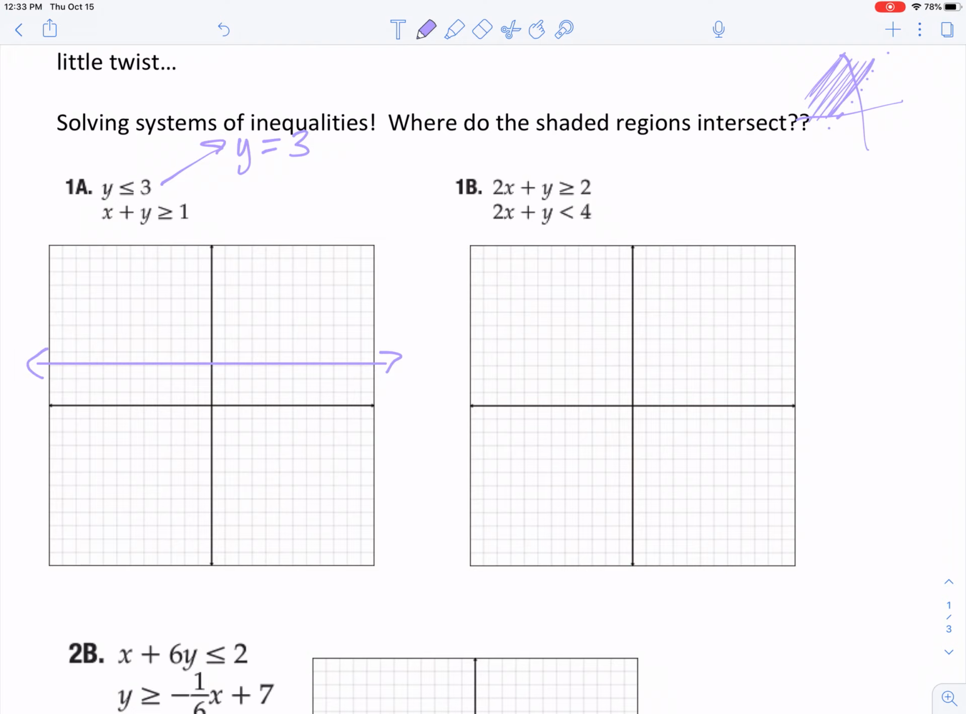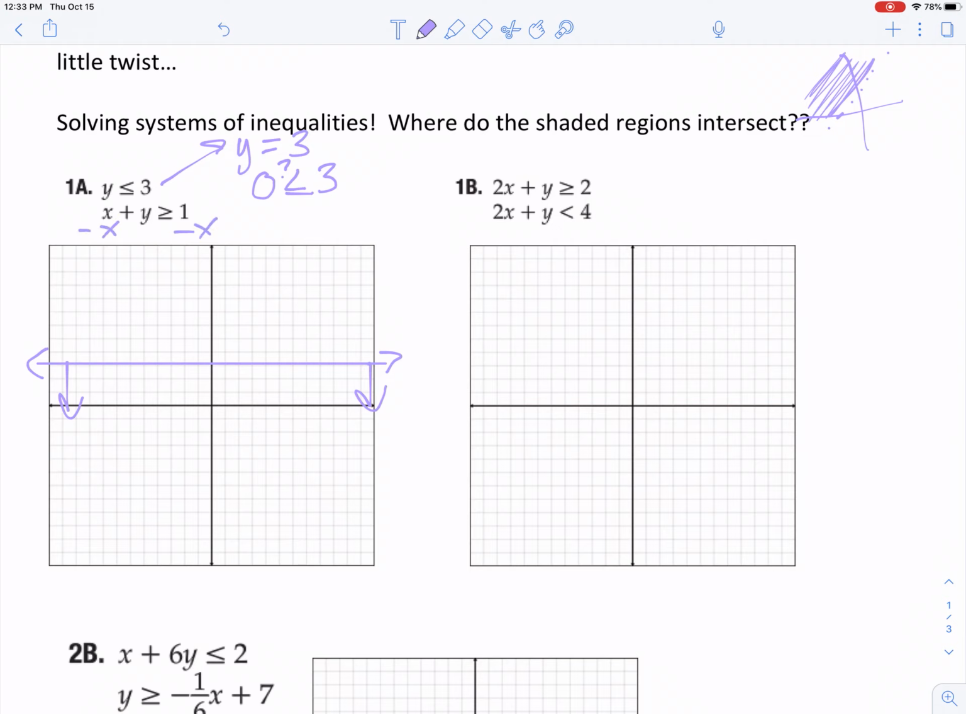Okay, and since it doesn't go through 0, 0, I get to plug in my favorite point. And my favorite point is 0, 0. So is 0 less than or equal to 3? And the answer is yes. So in the past, I would have gone straight to coloring, right? Today what I want you to do is just draw arrows that point the direction it shades. Okay, now let's do the same thing for the other inequality.